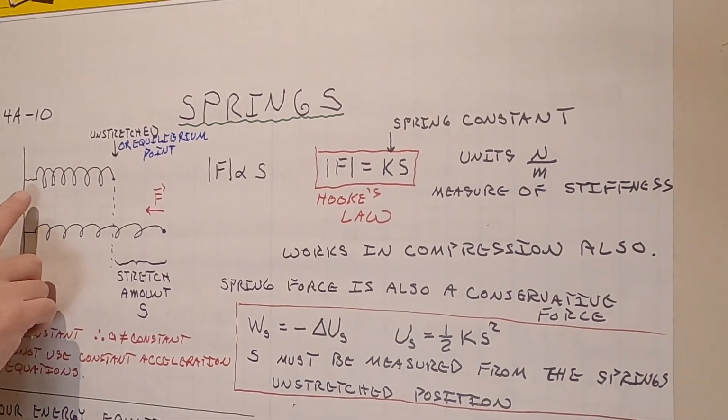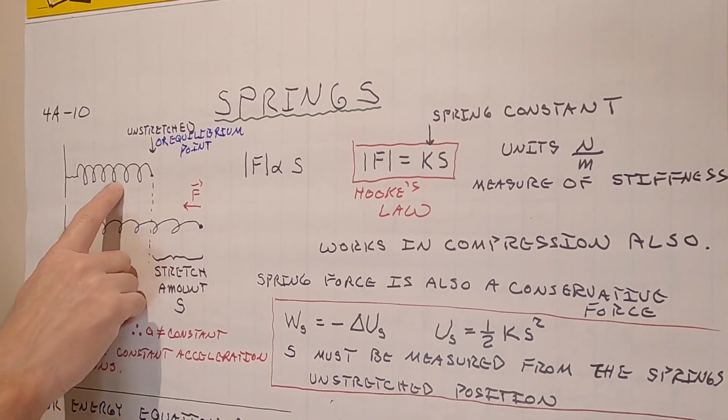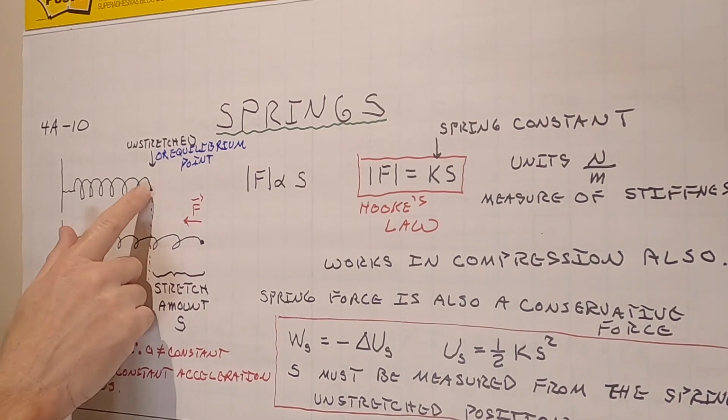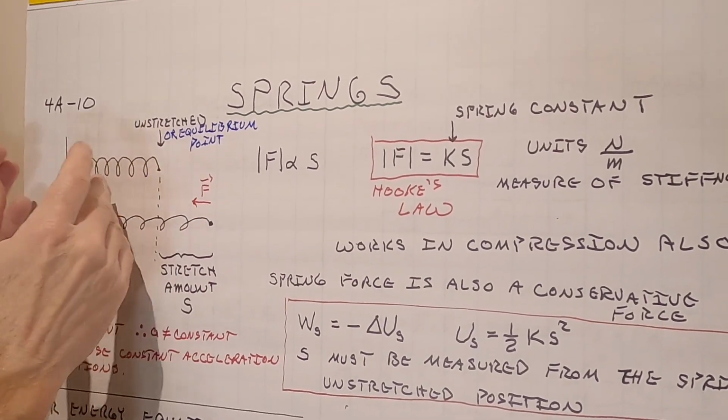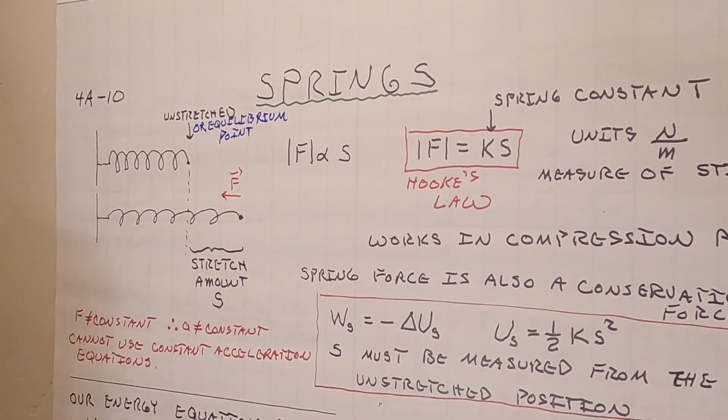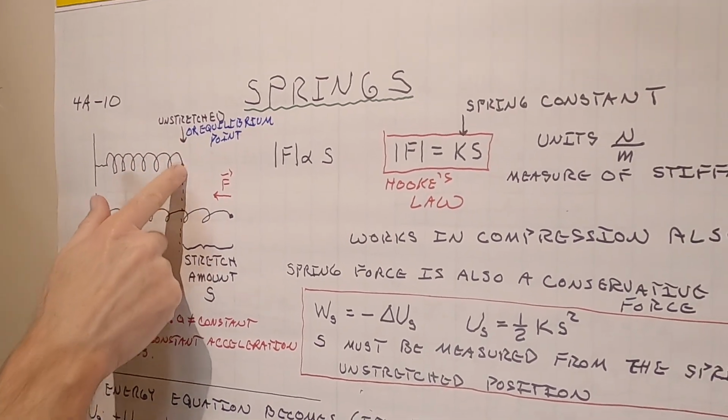Well, here, let's assume we have a spring right here, and we have a special point for a spring. It's the unstretched or equilibrium point. That is, if you're not pulling or compressing it or anything, we call that the equilibrium point of the spring.